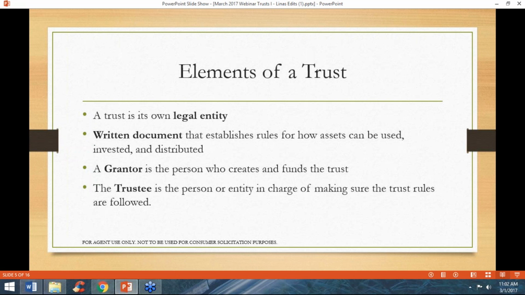The trustee is the person or entity charged with making sure the trust rules are followed. The trustee holds legal title to the trust's assets. The trustee must act in a fiduciary capacity for the benefit of the trust beneficiaries. There may be one trustee or more than one co-trustees.